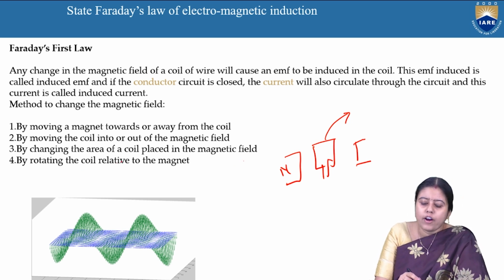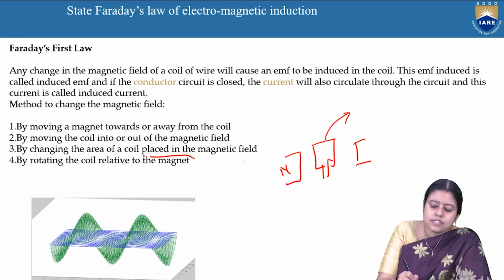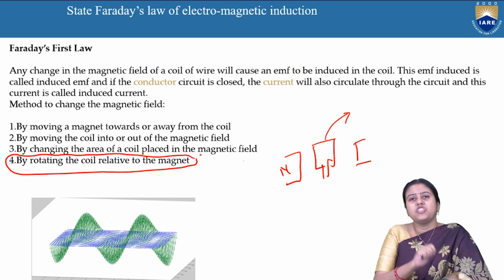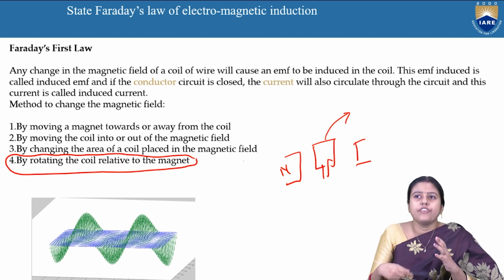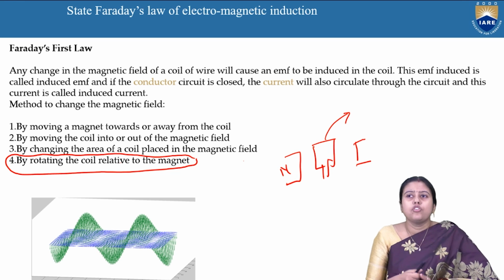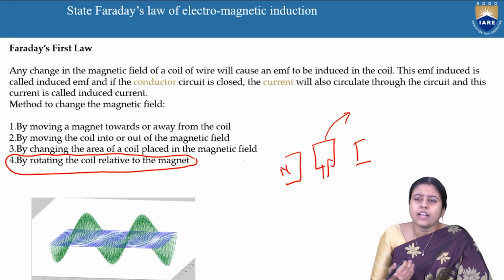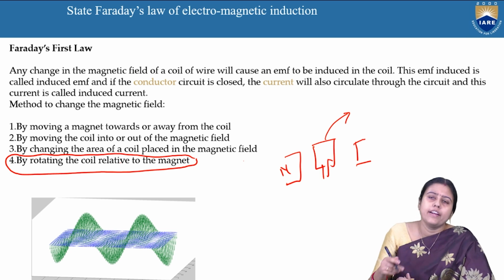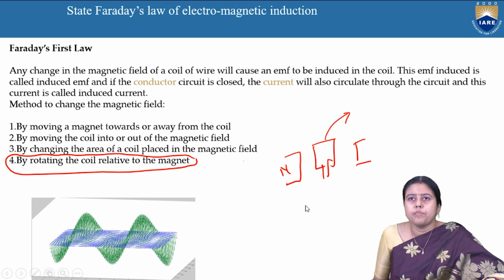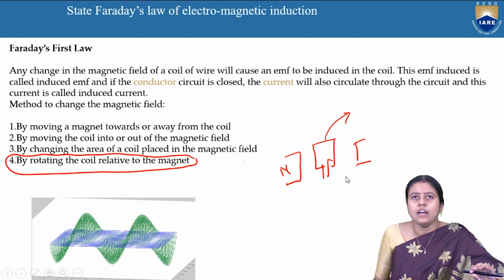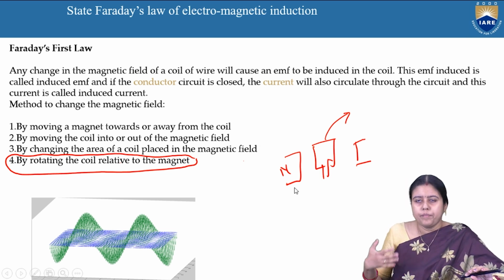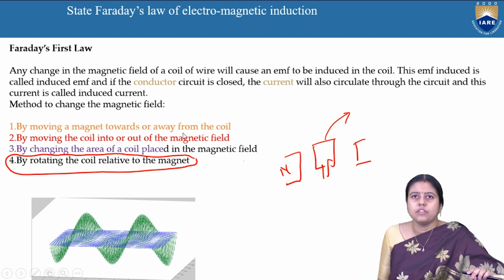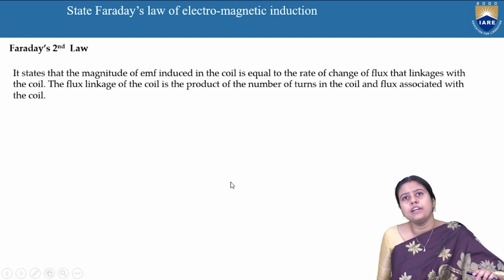Number four, by rotating the coil relative to the magnet. This is the main working principle of a generator. If we rotate the field continuously, what will happen? It will create some field. By rotating the coil relative to the magnet, it will create a rate of change of field, and it will cause the induced EMF.